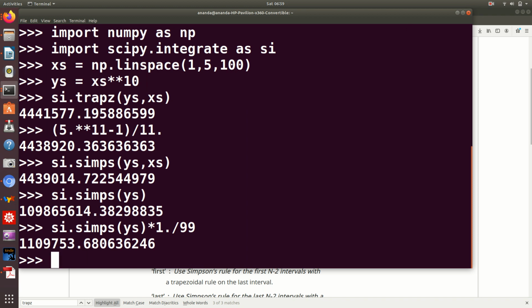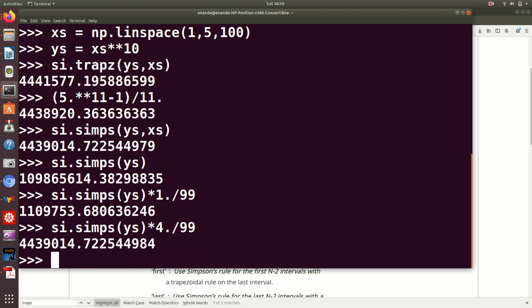Oops, I'm not getting it. The correct result isn't done. Oh, it's not 1 by 99 at all. After all, the spacing is 4 by 99. I missed that out completely. After all, 5 minus 1 by 99. And now that I've done this, I get exactly the same result, not the correct result, but the same result that the original Simps call with y's and x's thrown in was giving me.